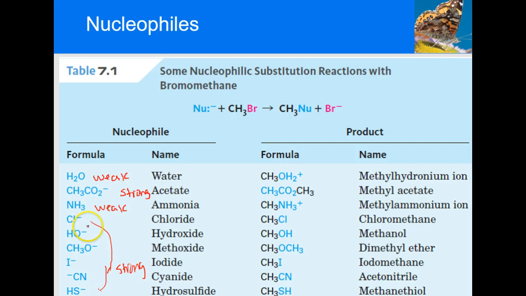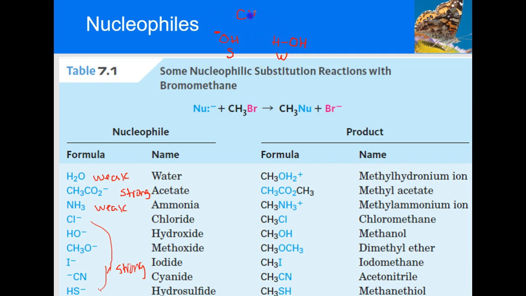And then the weak version, the weak form. So how do I know if it's the strong form or the weak form? Okay, well, let's say I have a hydroxide up here. That's the strong form. If I protonate the strong form, so let's write it like this, if I put a proton in place of it, it becomes weak. So that's all the differences between a strong nucleophile and a weak nucleophile.